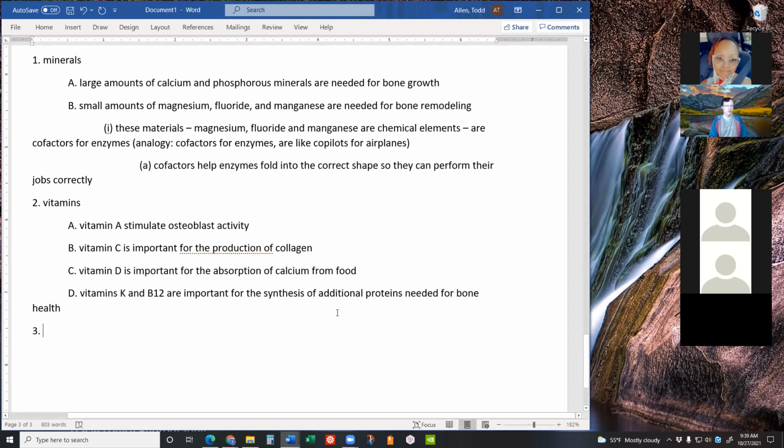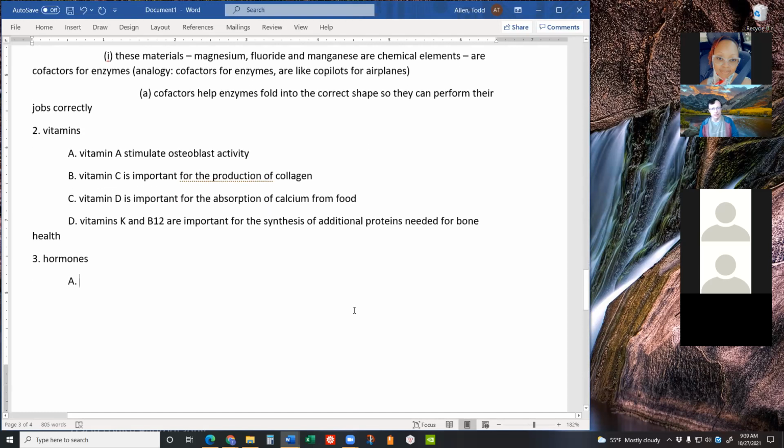So minerals are important, vitamins are important, hormones. Let's talk about hormones briefly. Now, you haven't had formal coverage of the endocrine system yet. You will get that in AMP2, but I know you're aware of hormones. I mean, you've had that in health class in high school at some point.